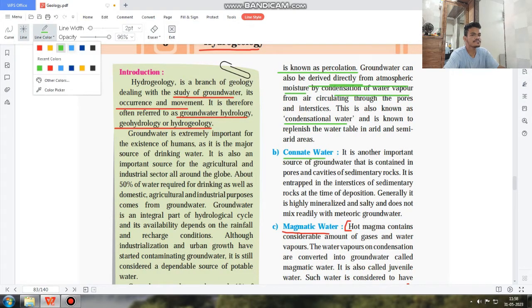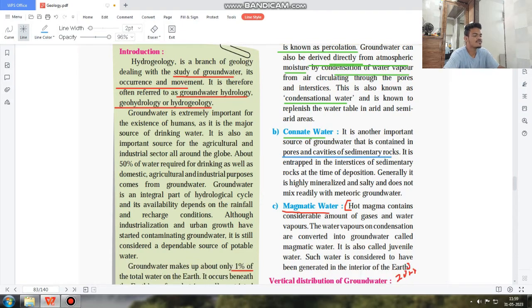Second one, connate water, is another source of groundwater that is contained in the pores and cavities of sedimentary rocks. It is entrapped in the interstices of sedimentary rock at the time of deposition. Connate water actually doesn't come in exams, mostly meteoric and magmatic only come. It is highly mineralized and salty water, which mixes readily with meteoric water. So this is basically salty water.